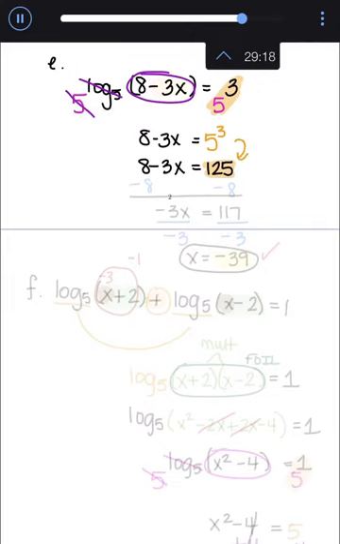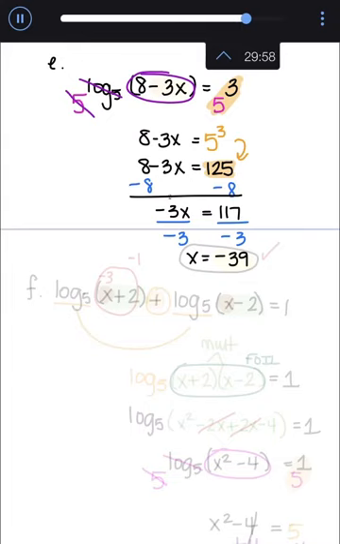And then we can solve it like we would a normal equation by starting off by subtracting 8 from both sides, which would give me negative 3x equals 117. Continuing right along, I can divide both sides by negative 3. And that would give me that x equals, let's see, whatever 117 divided by 3 is. And that gives me x equals negative 39.